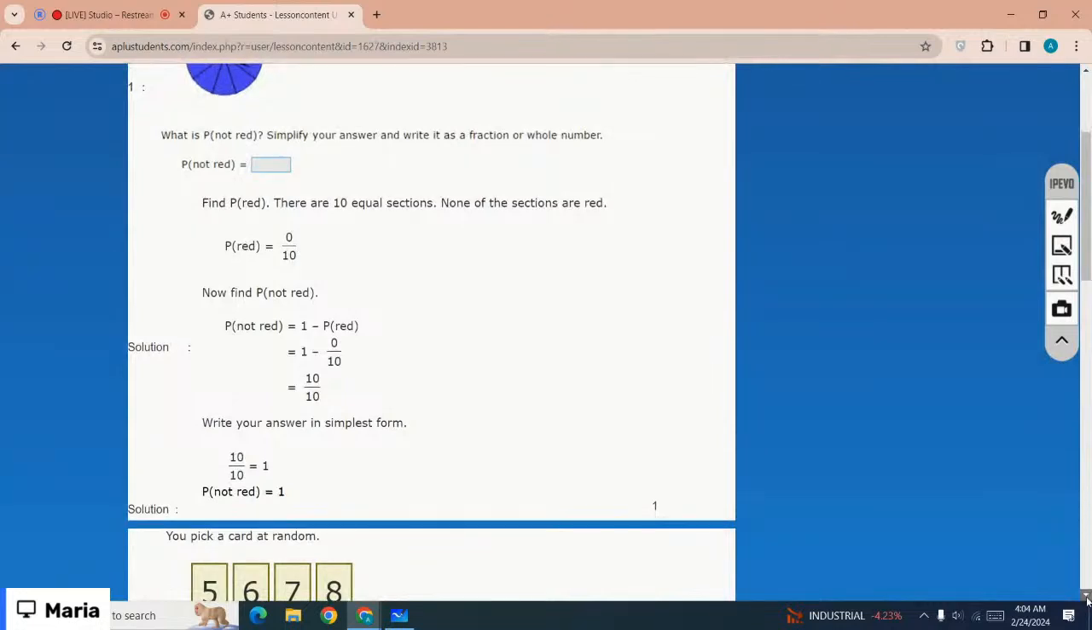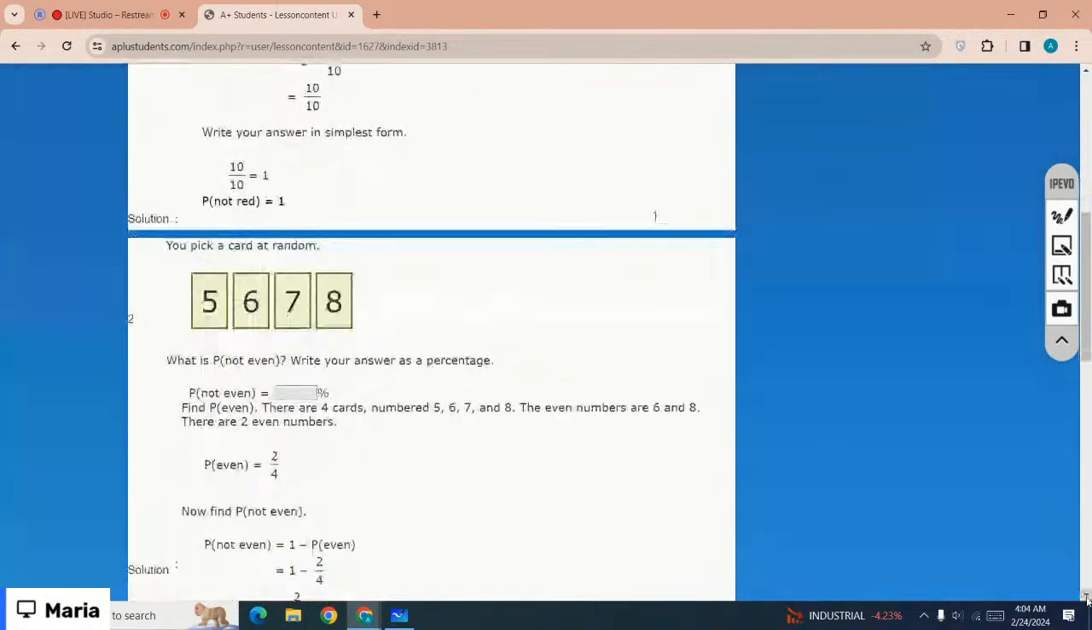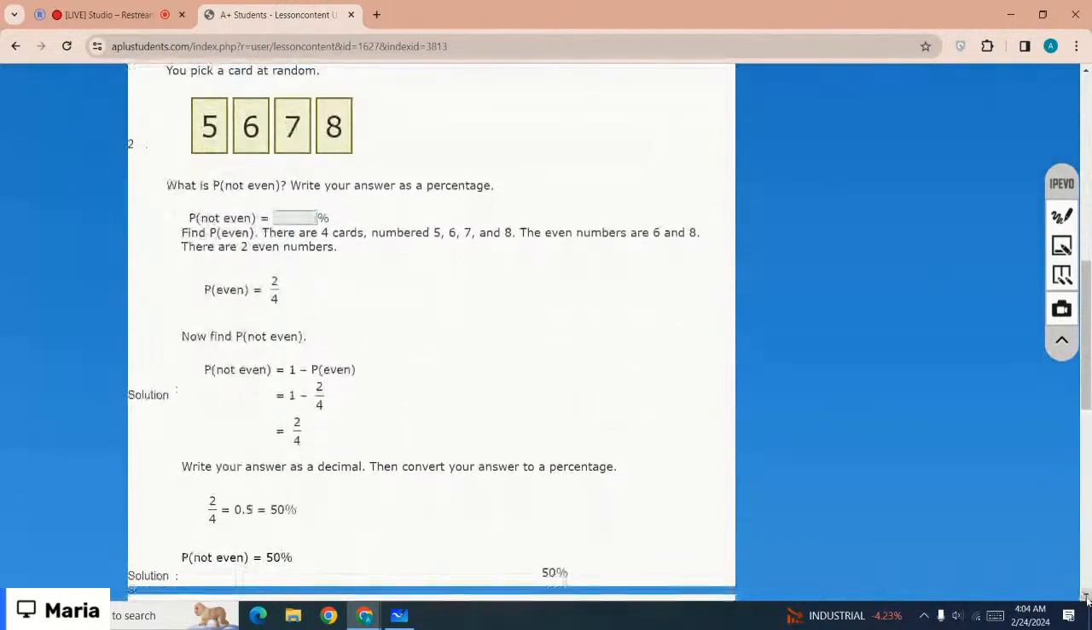Okay, let's look at the next example. You pick a card at random. What is the probability of not even? To calculate the probability of not even, first you need to calculate the probability of even. Two of the numbers are even out of the four, so probability of even is 2 out of 4. Then probability of not even is 1 minus probability of even. So that is 2 over 4, and 50% it is.